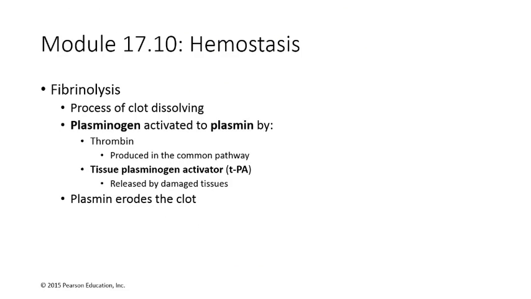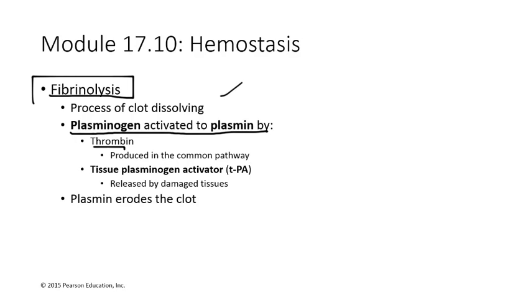Now, once you have that clot formed and blood has been stopped, you do want to break down that fibrin clot. So fibrinolysis, the breakdown or the lysis of the fibrin, this is the dissolving of the clot. And in order for this to happen, plasminogen is activated to plasmin. And this is going to happen through a protein called thrombin.